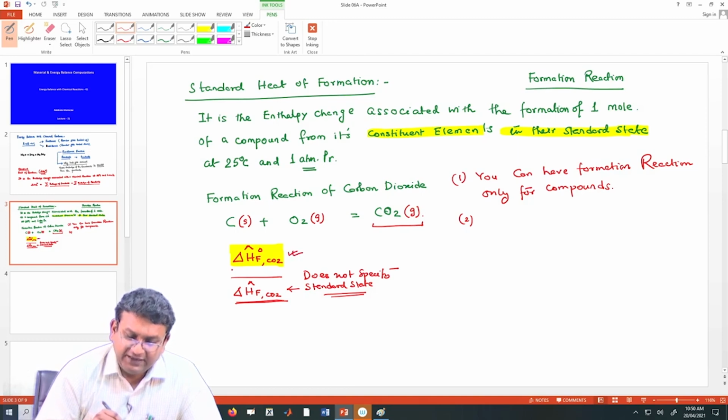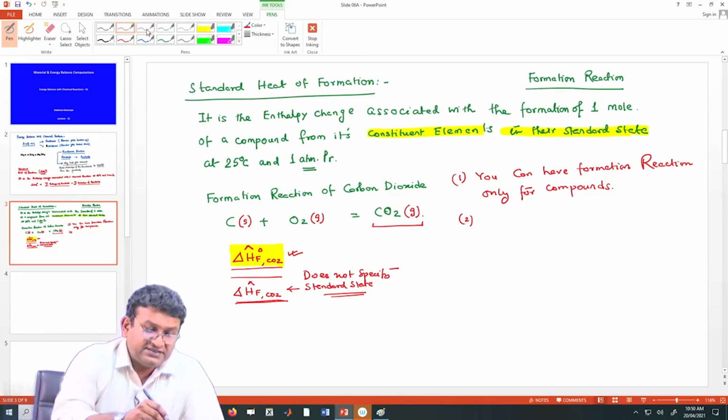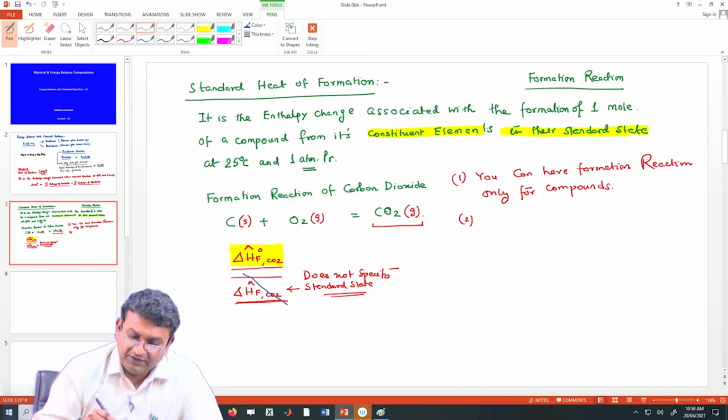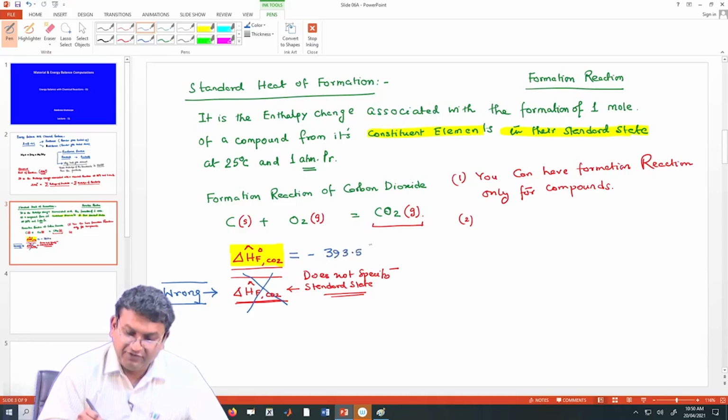So, it is like this: HF cap 0 for the particular compound, right. It turns out that the value of HF cap 0, so this is actually wrong and therefore I will not remove it, but this will remain as something that is wrong, and this value turns out to be, as from the literature, minus 393.5 kilojoule per gram mole.